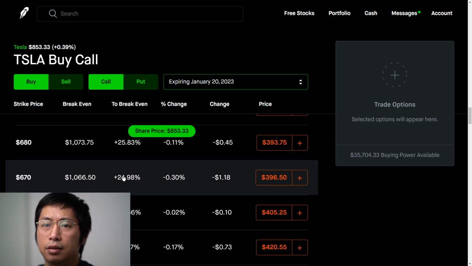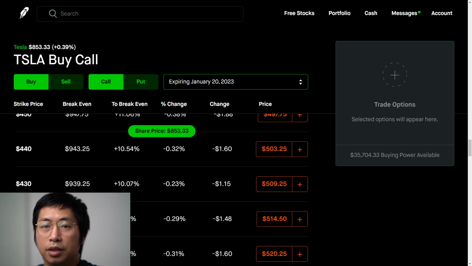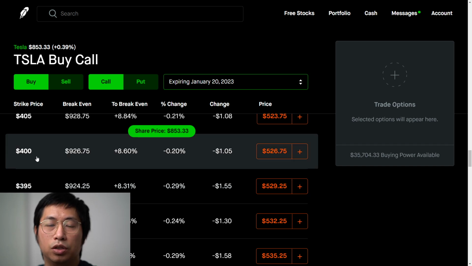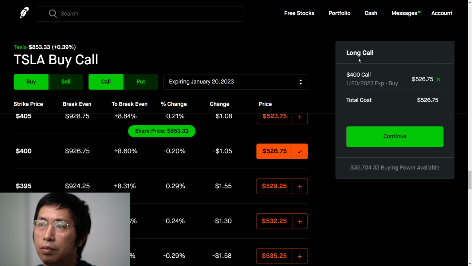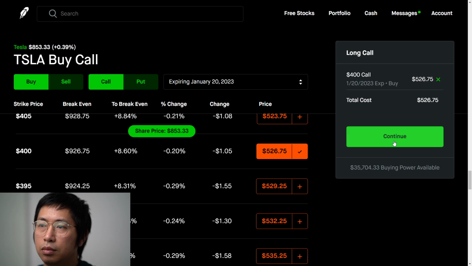So like I said, just to keep it safe, I usually like to pick lower strike prices. For example, if we pick something like the $400 strike price, the break-even price is only $926.75. So we're buying a call expiring January 20th, 2023 at the $400 strike price.